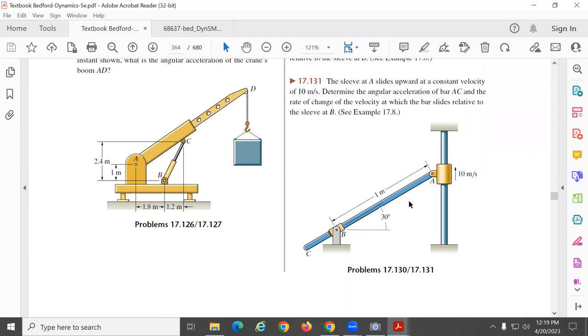I don't see here. Do you see multiple sliding contacts or only one? There are two. CB is a collar and A on the rod is a collar. Yeah, but I mean, it doesn't matter. The relative velocity of B with respect to A is going to be the same relative velocity as B with respect to C. So it's really just one, no? Right. I don't know what we need to solve right here, but the sleeve A slides upward at a constant velocity of 10 meters per second. Determine the angular acceleration of the bar AC and the rate of change of the velocity at which the bar slides relative to the slip.